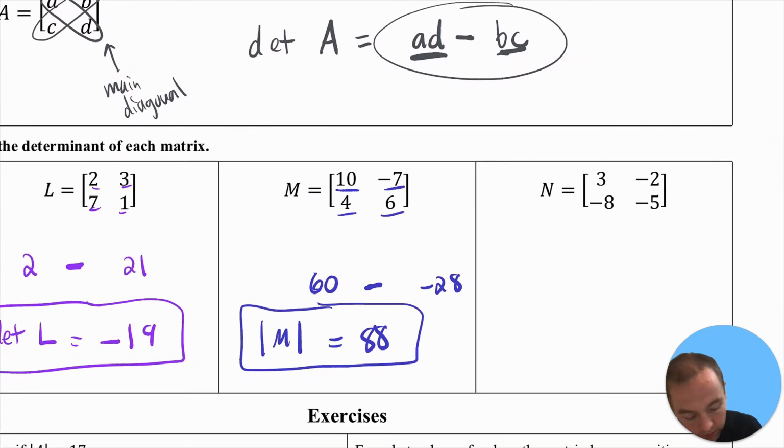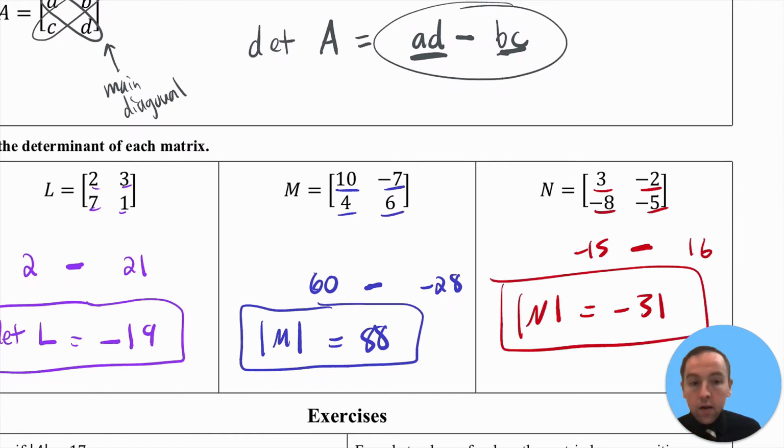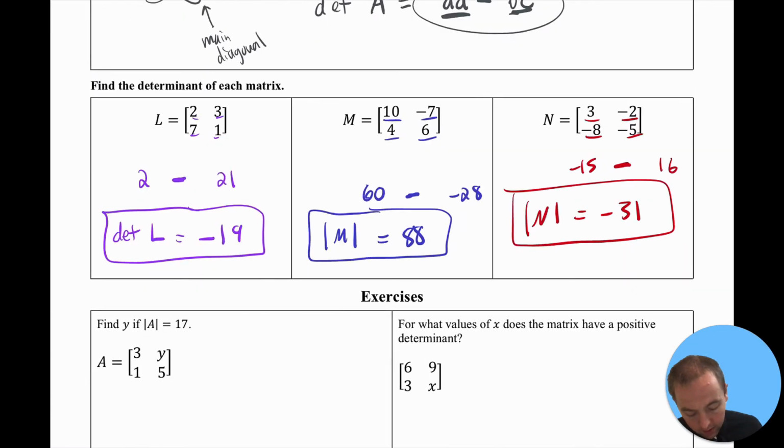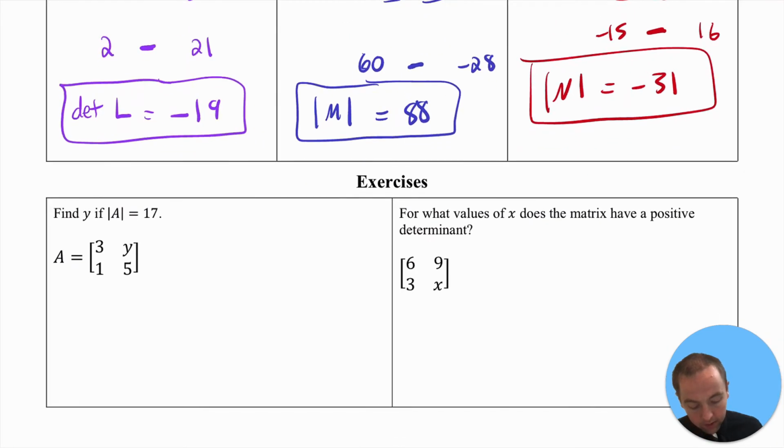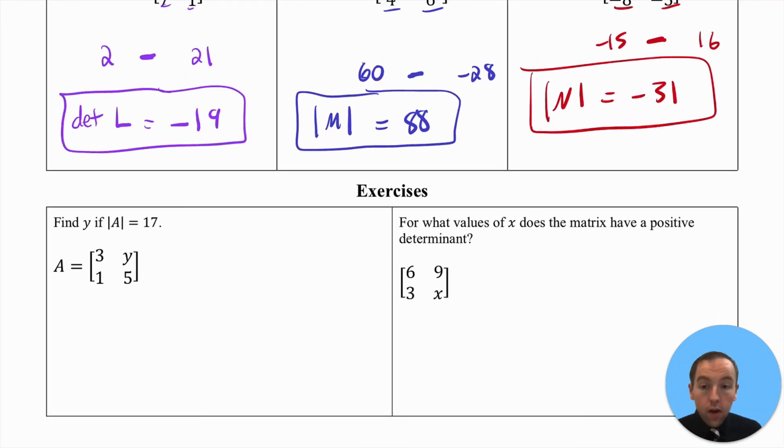And then one more example with N. So the product of the main diagonal there is negative 15, and then the product of that diagonal is positive 16, because you're doing negative 8 times negative 2, and then you subtract. So now if you do negative 15 minus 16, you're going to end up with negative 31, which is equal to the determinant of N.